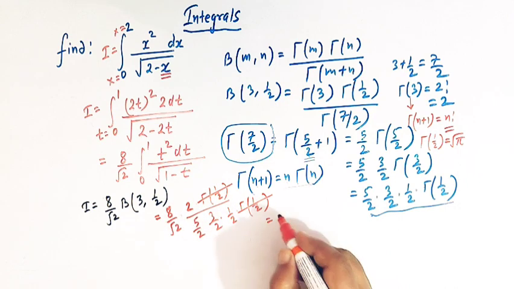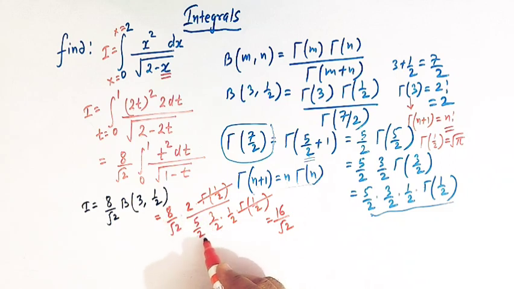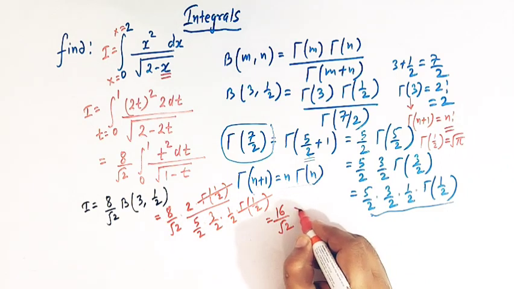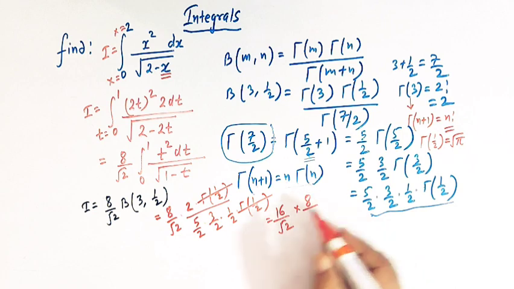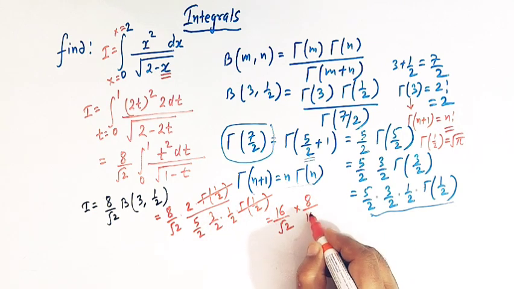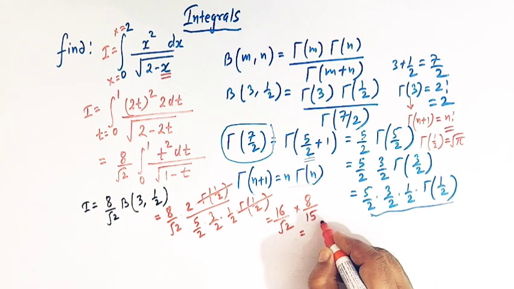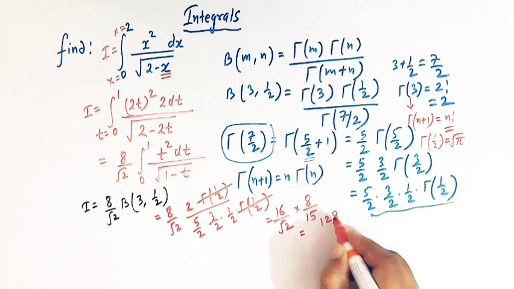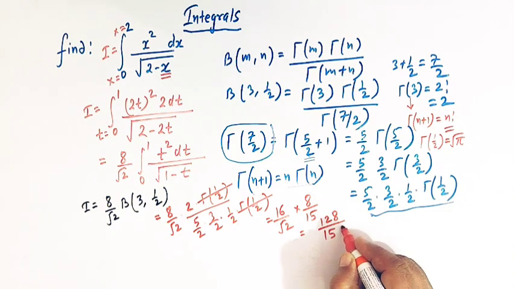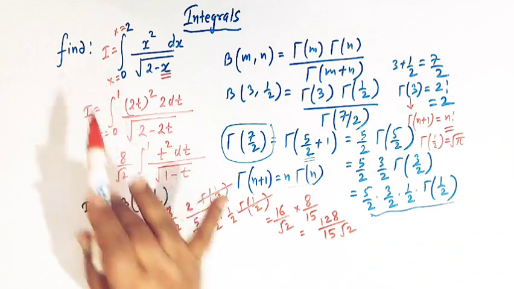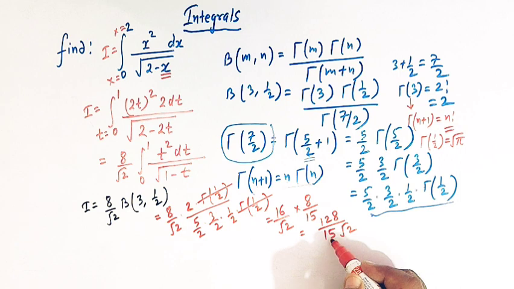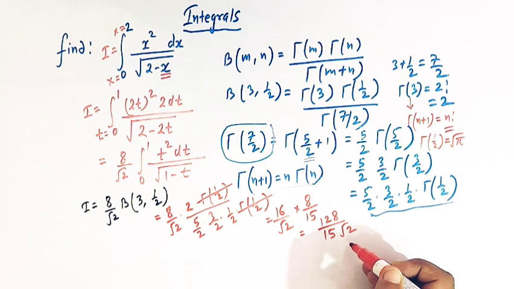Okay, so now we can simplify this expression. We can take 8 to the numerator, and here we have 5 times 3 is 15, right? So now we can have here 16 times 8 is 128, and this is 15 times square root of 2, right? So the value of this integral is 128 over 15 times square root of 2.